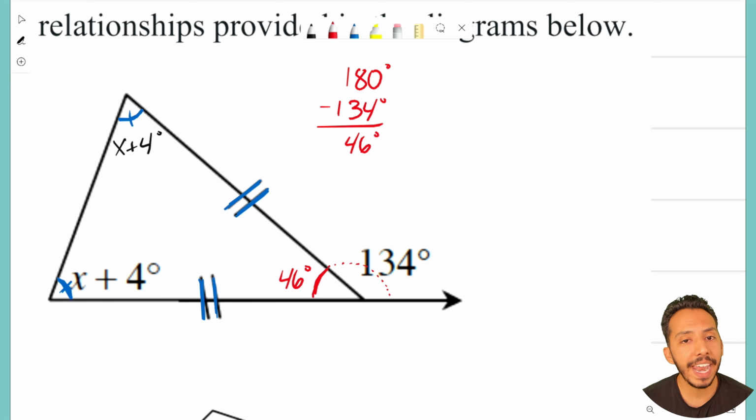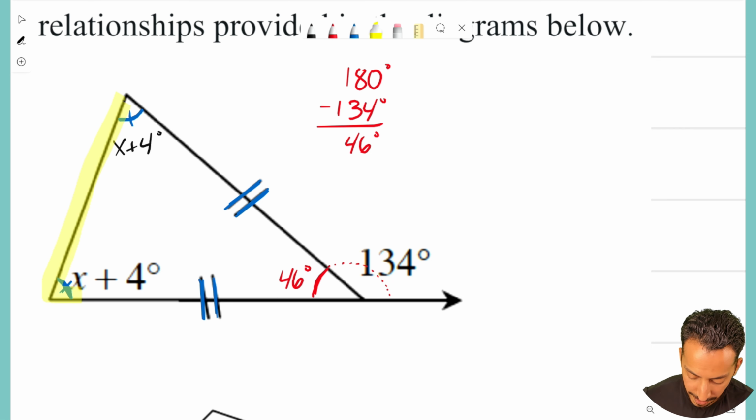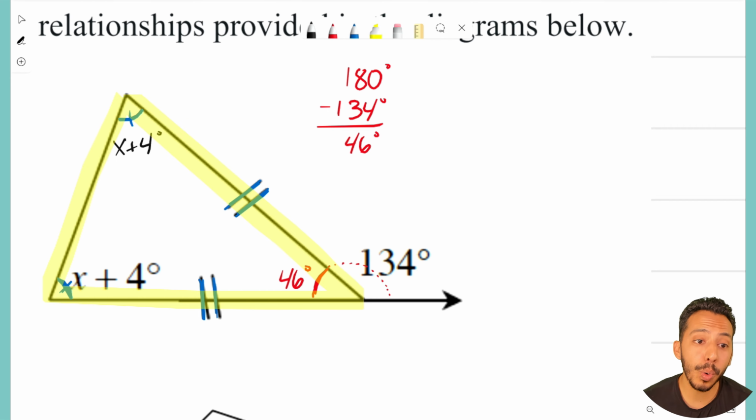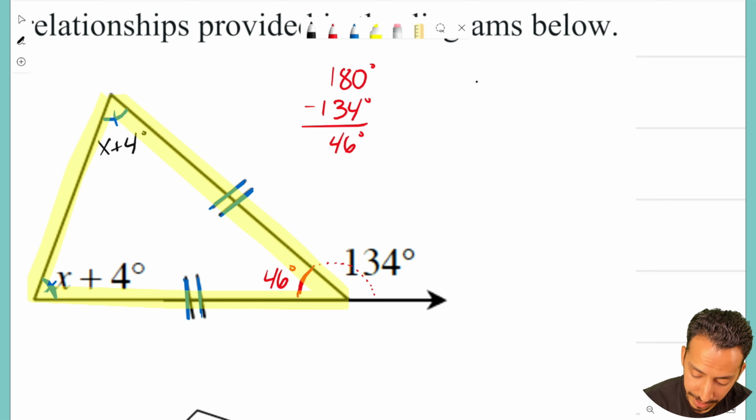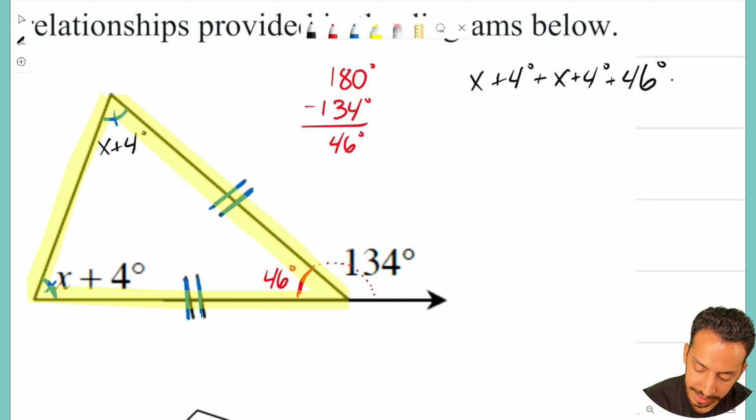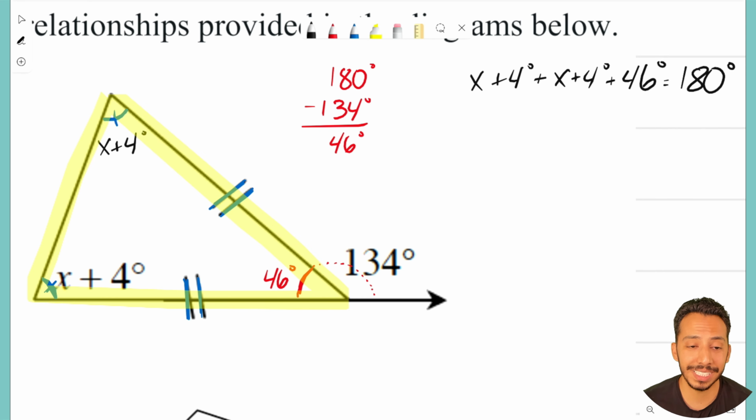And now that I know that angle is 46 degrees, hopefully you can recall that triangles add up to 180 degrees. Since I know that, the equation they want me to write out could be x plus 4 degrees plus x plus 4 degrees plus 46 degrees equals 180 degrees. That is the equation they wanted us to write. Now we just have to solve it out.